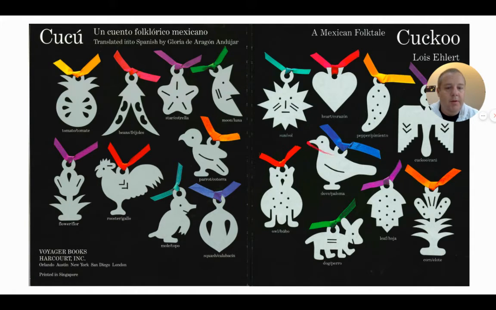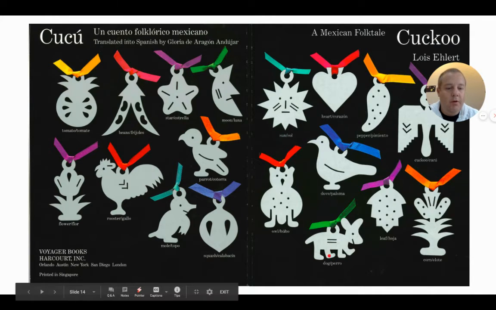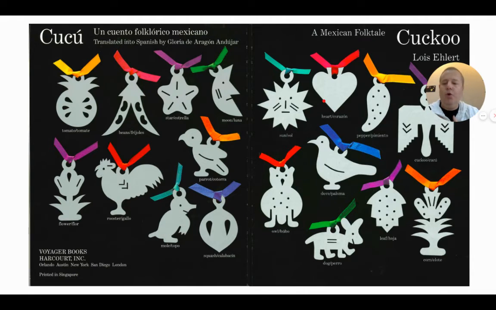So we look at some of these Spanish words you might know. Sun or sol. We have dog or perro. Corn or elote. Pepper, pimiento. Heart, corazón. I love that. Very beautiful Spanish word. You can learn those, read them. You can make some of these if you want.